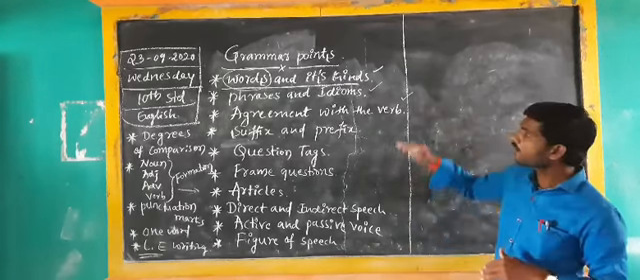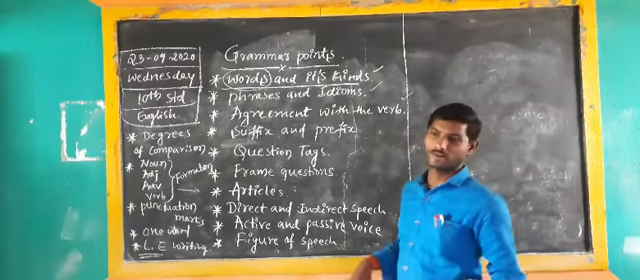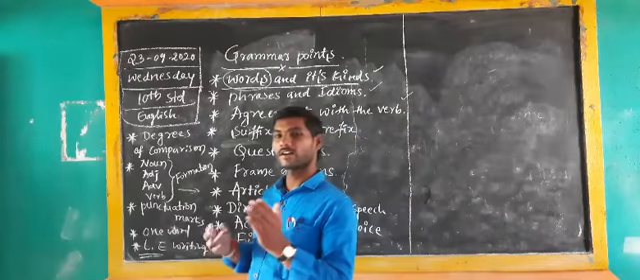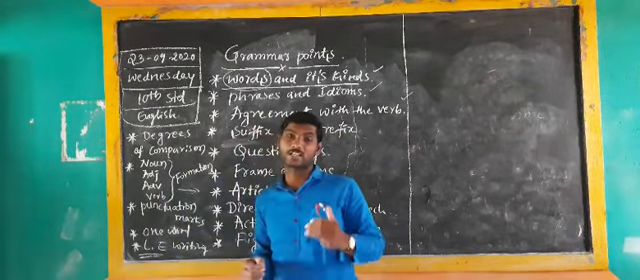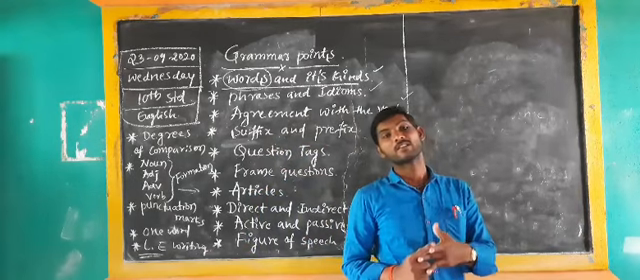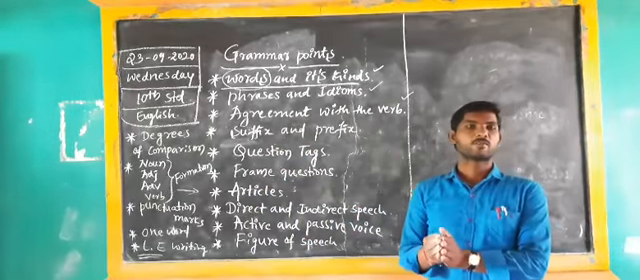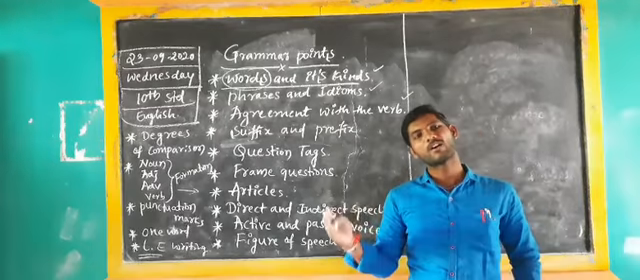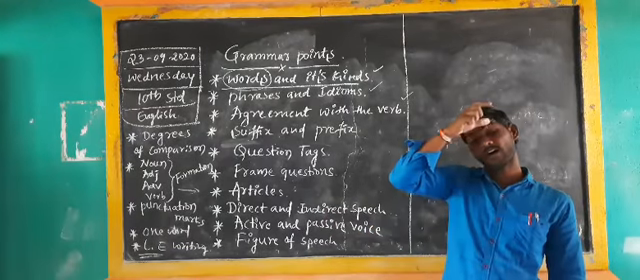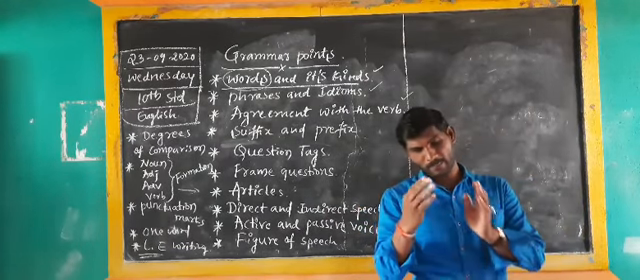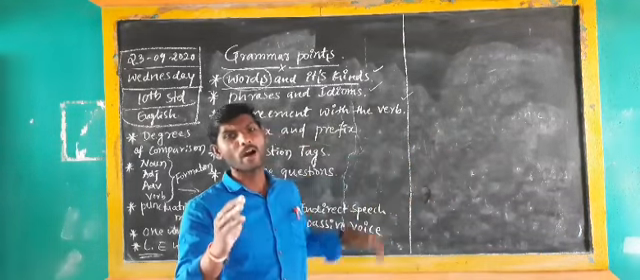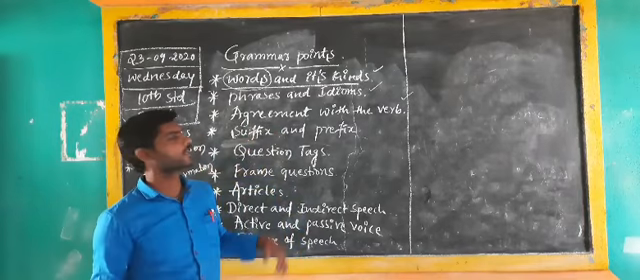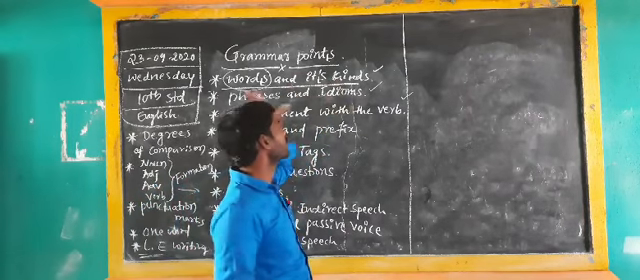Here, how many kinds of words are there in English grammar? We have to learn three kinds of words in English grammar. Which are the three kinds of words? The very first one, synonyms, that means equal meaning words. The second one, antonyms, opposite words. And homonyms. There are three kinds of words in English grammar.